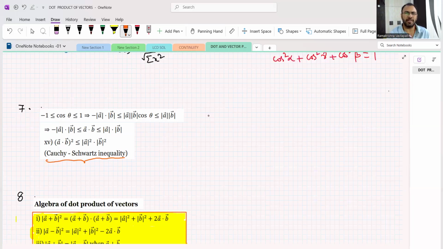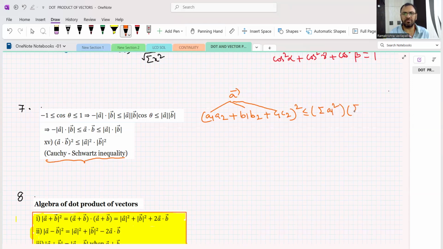Which means that (a1 a2 plus b1 b2 plus c1 c2) whole square is less than or equal to, the first vector being a1 i plus b1 j plus c1 k, right? This is the a bar vector. So here I'll write sigma a1 square into sigma a2 square. This is the square of the magnitude of the second vector.